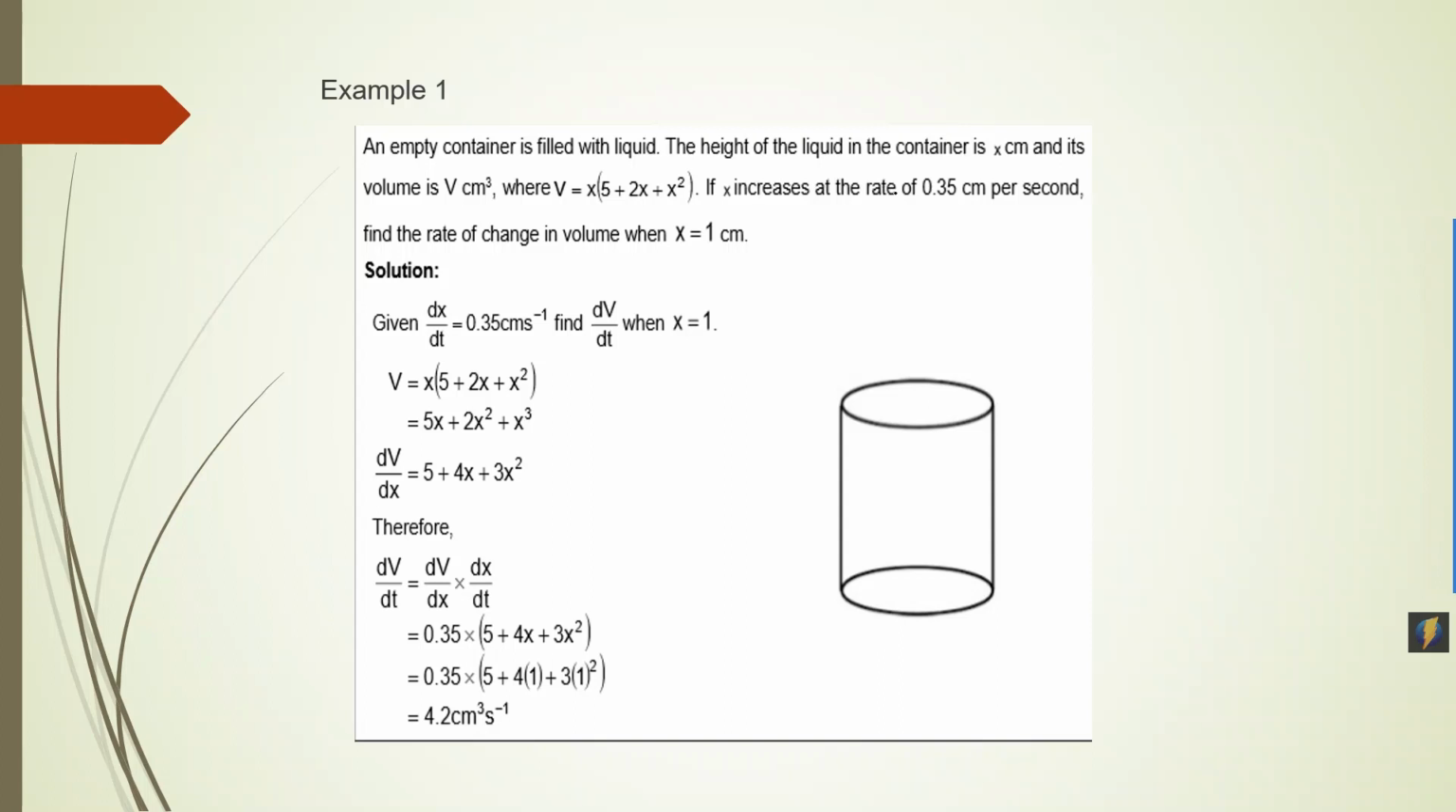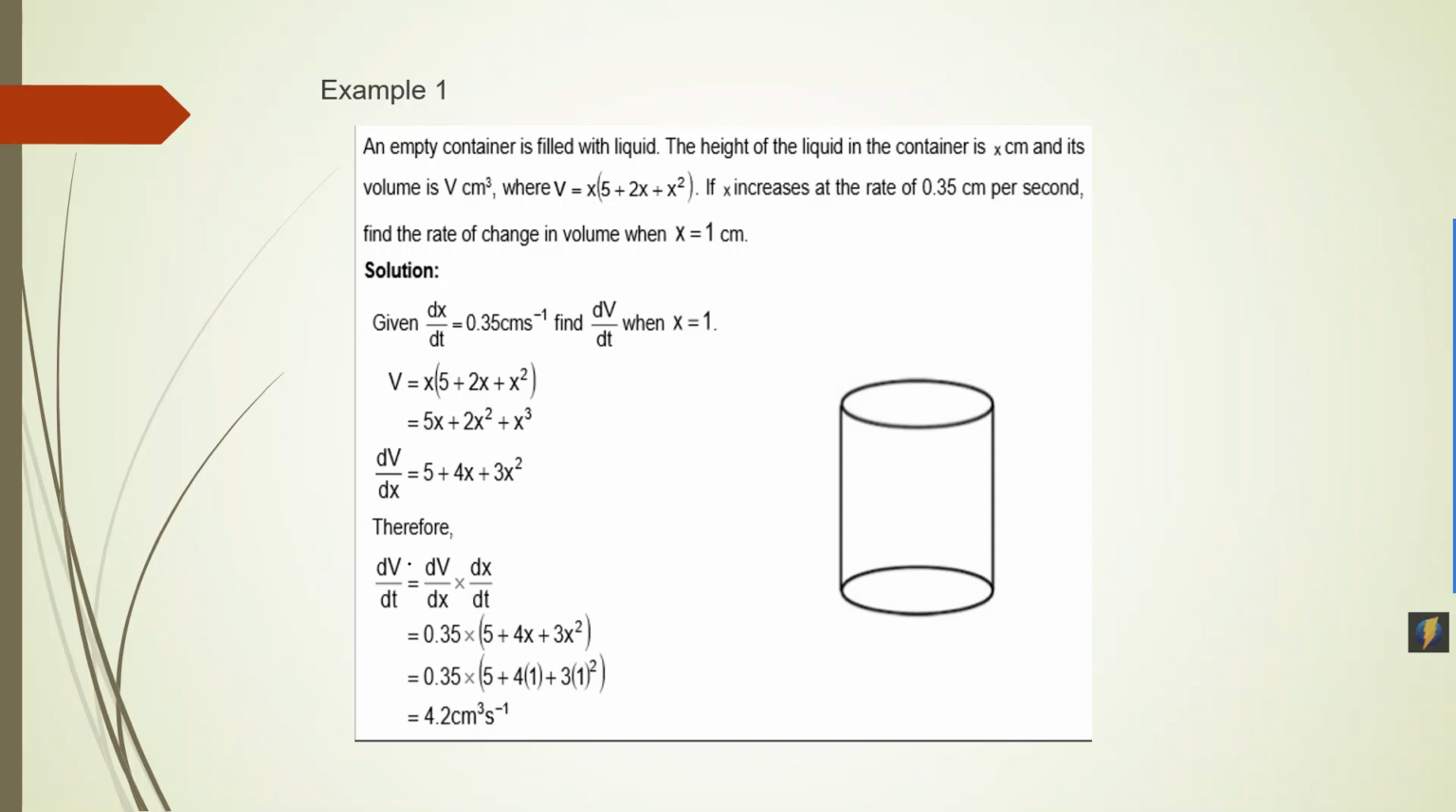Okay, given that x increases at the rate of 0.35, so dx over dt equals 0.35 cm per second. Then x equals 1, so we need to find dV over dt. We have V equals x times (5 plus 2x plus x squared), then V equals 5x plus 2x squared plus x cubed. Okay, so differentiate V. We have dV over dx equals 5 plus 4x plus 3x squared.